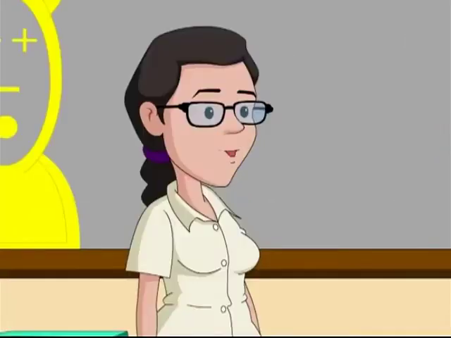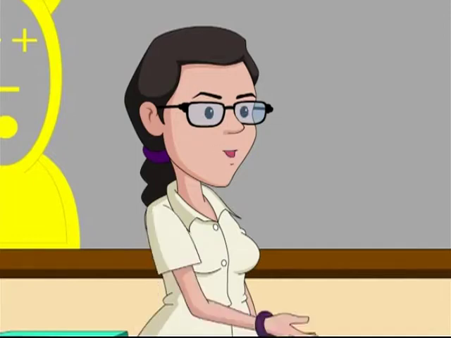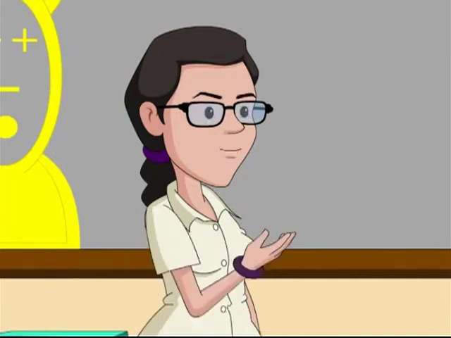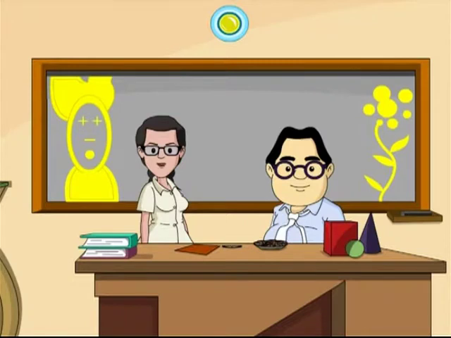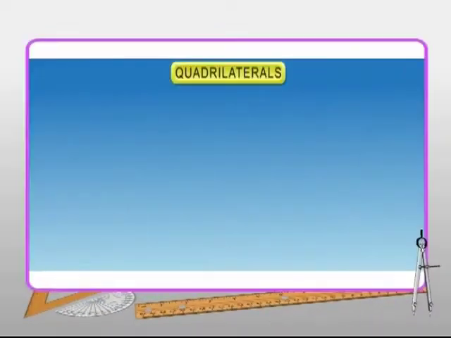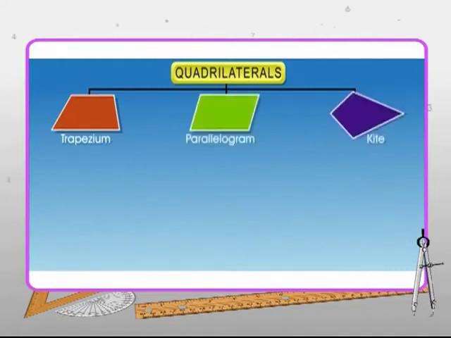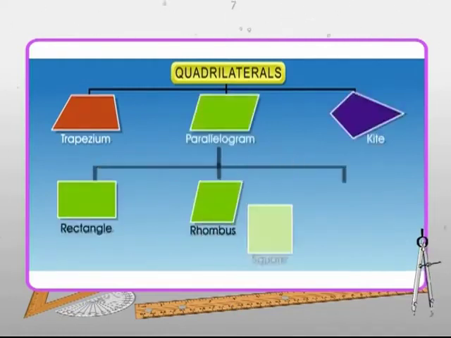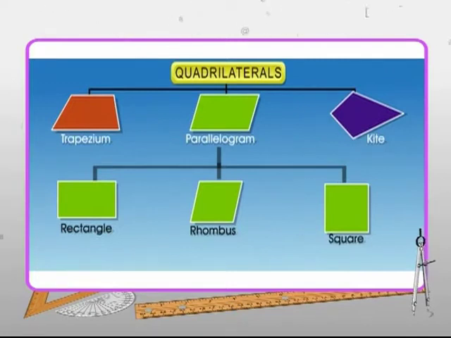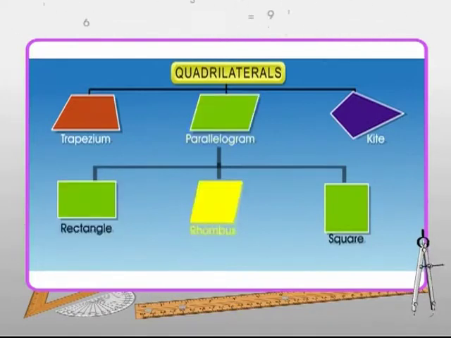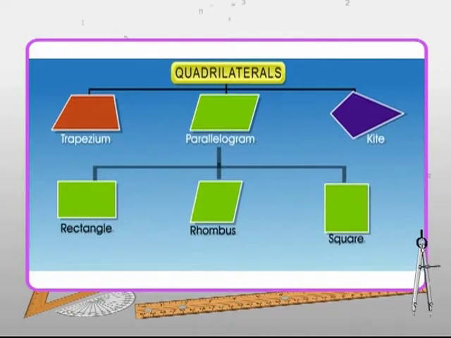Now, Snail, like I said before, quadrilaterals can be classified further. Let's zoom into the world of math further to learn about the various types of quadrilaterals. Quadrilaterals can be classified into different groups depending on how many parallel sides they contain. A few common types of quadrilaterals are the trapezium, the parallelogram, the rectangle, the rhombus, square, and the kite.